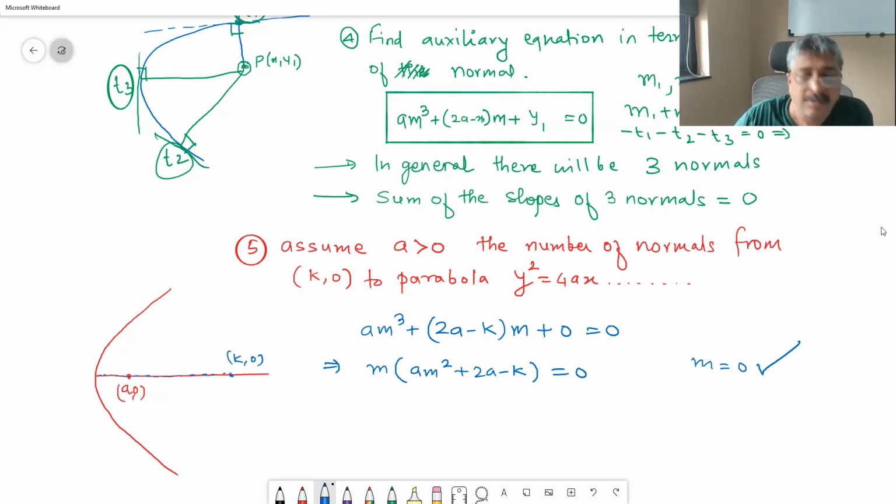Good. Now, whether the remaining two normals will be there or not will depend on the sign in the equation, correct. So what is the discriminant of this? The discriminant of this equation, delta, is the coefficient of m, which is 0, squared, minus 4 into a into 2a minus k.